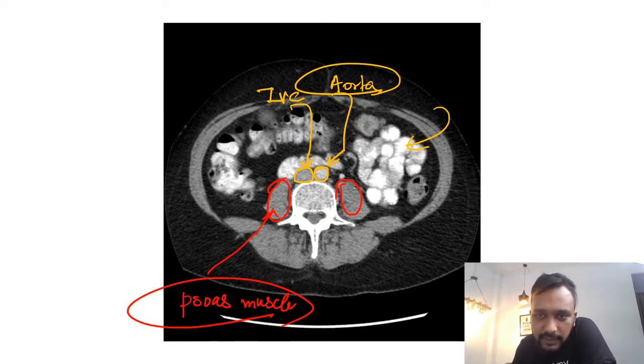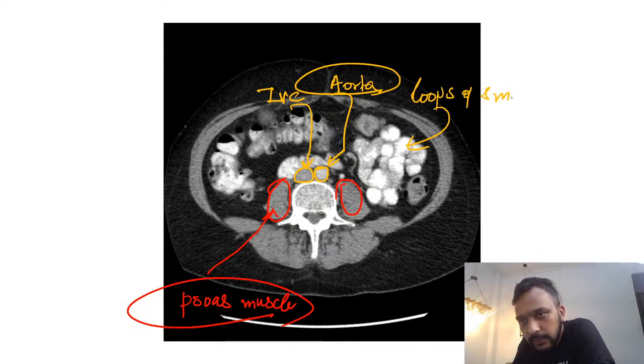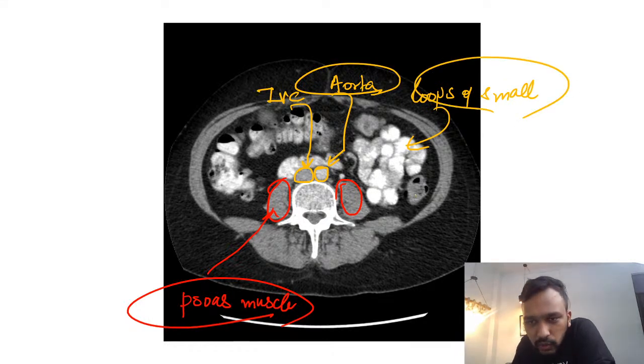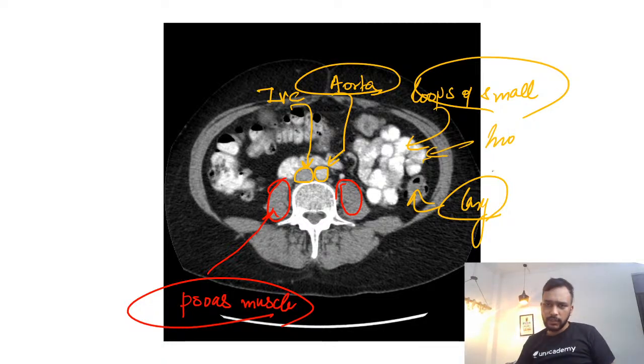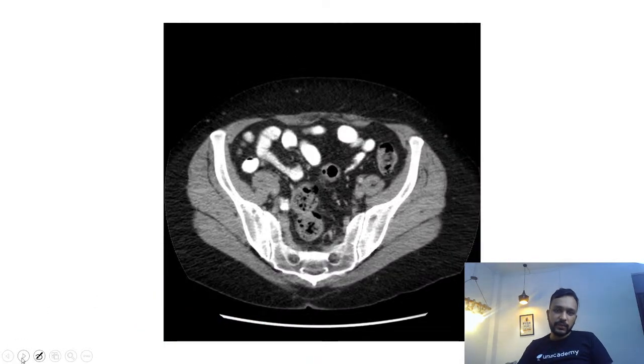So here in this image, guys, I want you to understand how the loops of the small intestine are appearing and how the loops of the large intestine are appearing. Again I am repeating that the loops of the small intestine will have more homogeneous contents, and the loops of the large intestine will have a heterogeneous appearance.